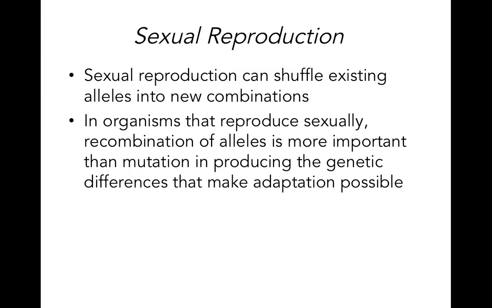And we know from our studies of meiosis and looking at the Mendelian basis of inheritance that sexual reproduction shuffles the alleles that exist into new combinations. So for organisms that reproduce sexually, sexual recombination is actually more important than mutation to produce genetic variability, the heritable variability that makes adaptation possible.